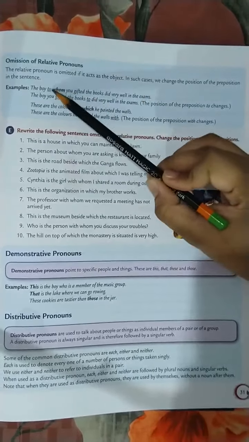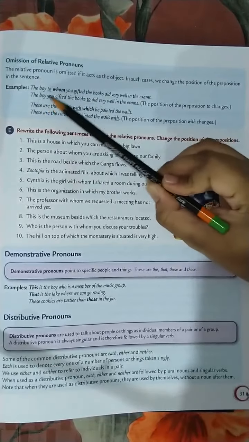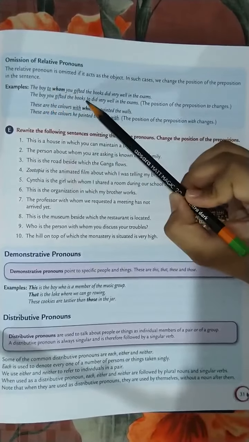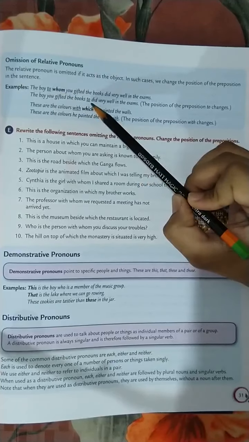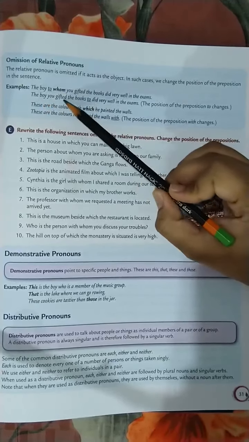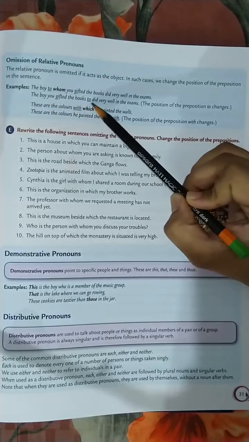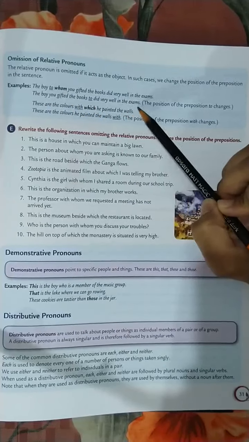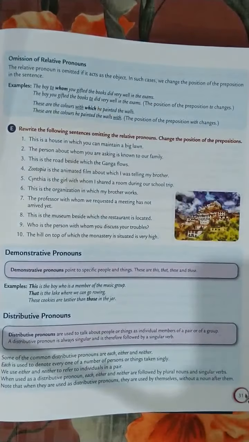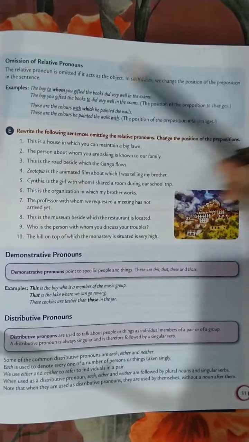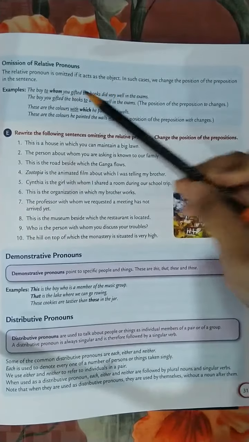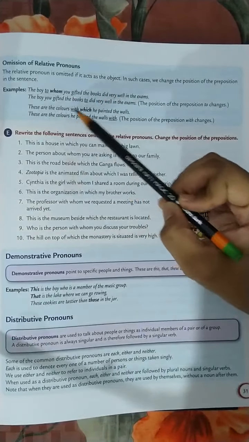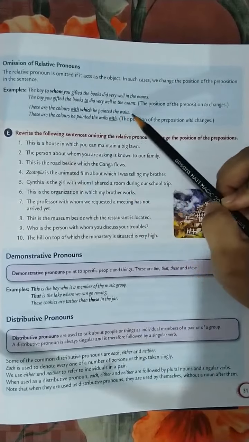Now if you remove whom, the to, that is the preposition's position, will change. The boy you gifted the books to did well in the exam. See, the position of the preposition has changed. Okay, now next is: these are the colors with which he painted the wall.